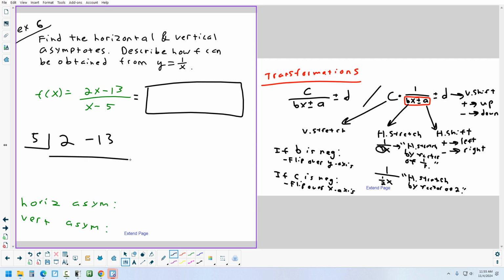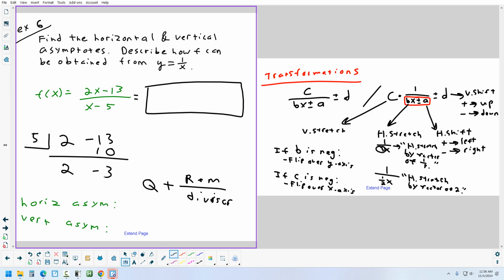Remember how you can write your answer: quotient plus remainder over divisor. That's how you write your answer when you do long division. And then you're going to have something that looks just like that. Okay, bring down the 2. What's 5 times 2? 10. What's negative 10? What's negative 13 plus 10? Negative 3. Okay, and we're done. That's all there is to divide.